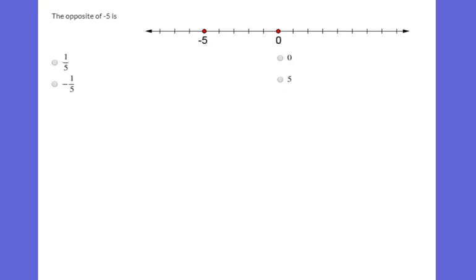The opposite of -5: opposite means changing its sign. So this is a negative form, so the positive form would be a +5. Whoops, bad circle.